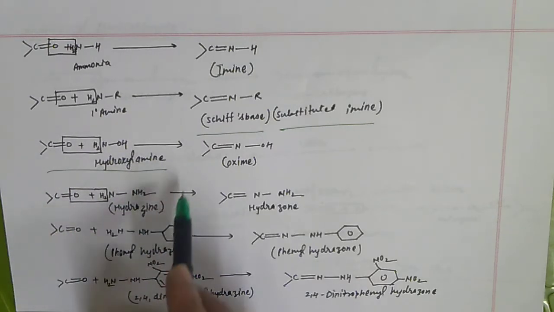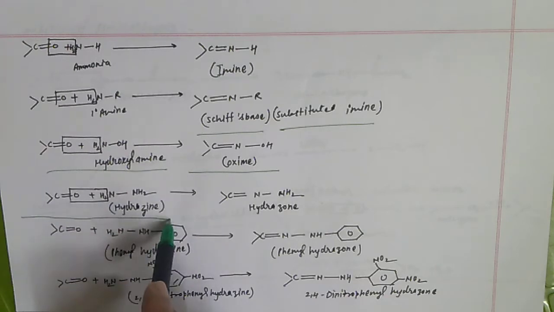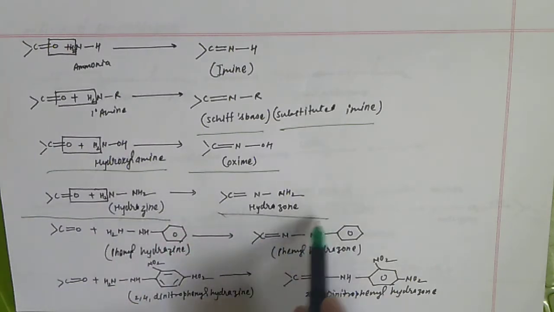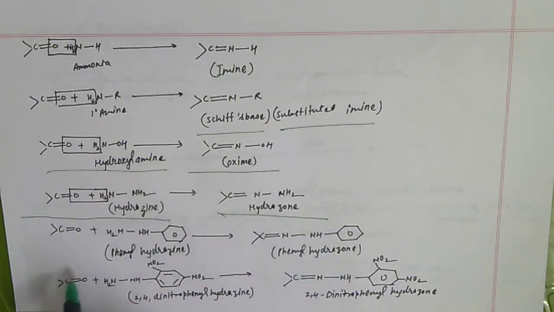Now next one is hydroxylamine. If you are heating the carbonyl compound with hydroxylamine, it will give the oxime. Lastly, if you are heating a carbonyl compound with hydrazine, it will give the hydrazone. The reaction is very easy. In all the cases we are just removing the water molecule. If you are heating the carbonyl compound with phenylhydrazine, it will give the phenylhydrazone.